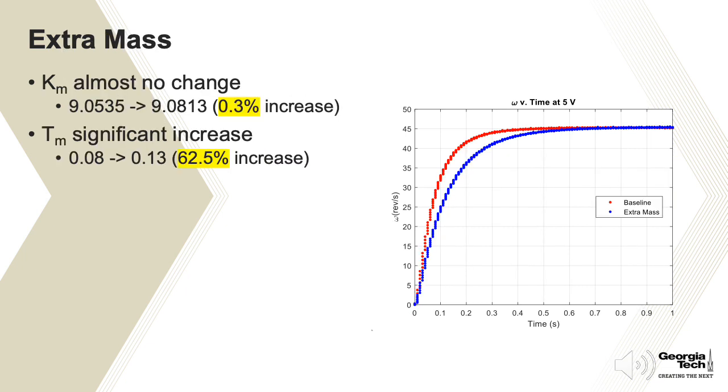Now let's add mass to the flywheel and see what happens to our values of Km and Tm. Since Km does not depend on the inertia of the flywheel, we expect it not to change due to changing mass. With an increase of only 0.3%, we can see that our expectations were met. On the other hand, Tm increases. But since Tm is a function of the inertia of the flywheel, we expect this to happen. It's also interesting to observe that, as expected due to the increase in the time constant, the curve of the flywheel without the mass shows faster acceleration and achieves steady state earlier when compared to the one representing the heavier flywheel.